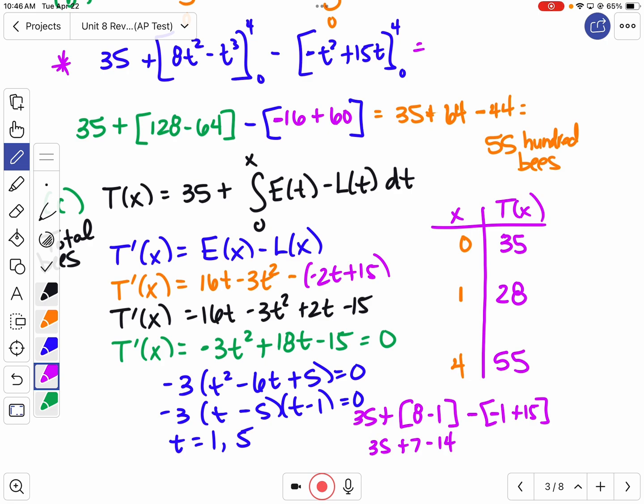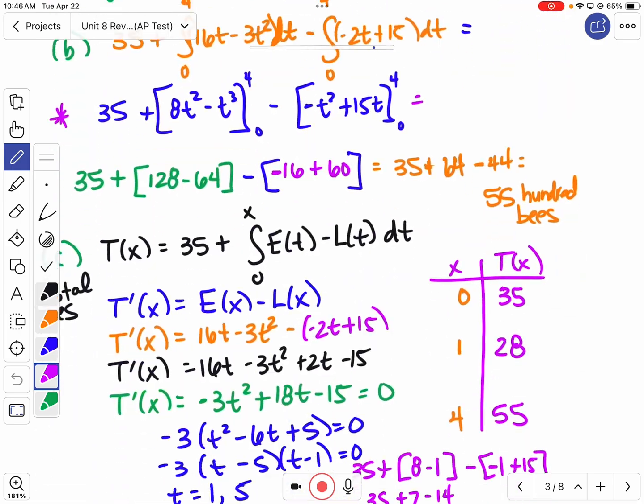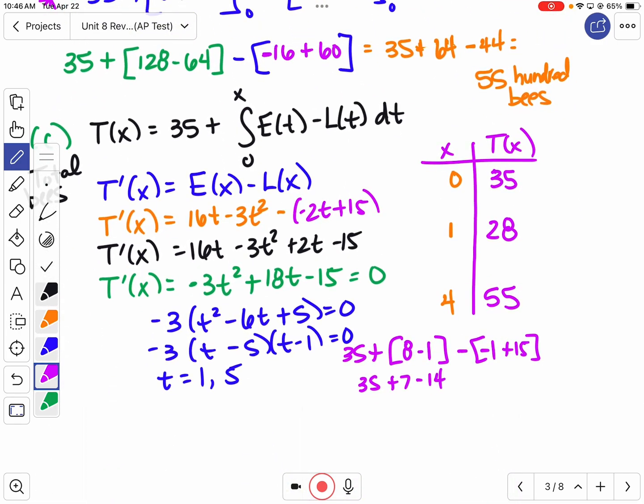You could also do the second derivative test and talk about concavity. We could do that. So there's a couple of options to get here. Most people go straight to the candidates test. All right, so we get 28. So now let's answer the question, which was, at this point I've forgotten, the minimum. What's the minimum number of bees in the hive?